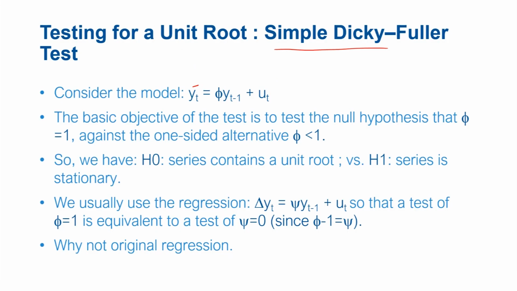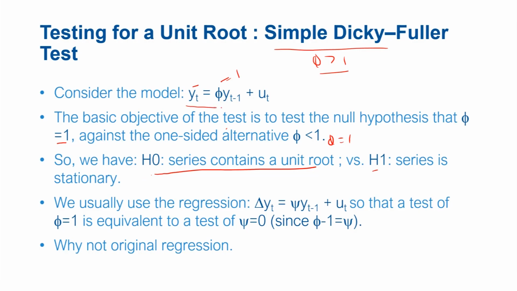The basic objective of the test of non-stationarity here is to test the null hypothesis that phi is equal to 1. We are not testing phi greater than 1 because those cases will result in explosive processes, which are generally not found in economics and finance. So the only one-sided alternative becomes phi less than 1, because we are ignoring phi greater than 1. We formulate our null hypothesis that the series contains a unit root, which means phi equal to 1, and the alternative H1 is that the series is stationary.